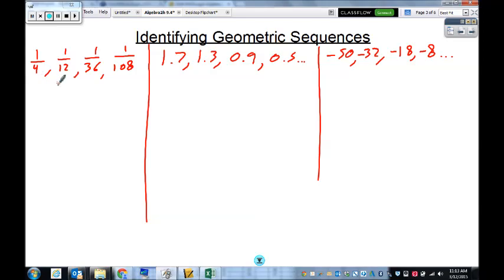So, my first one. If I try to see whether it's arithmetic, I need a common difference. Well, to do a common difference, I would need to get a common denominator. Between 4 and 12, my common denominator would be 12. Between 12 and 36, the common denominator would be 36. So let's look at 4 and 12 first.